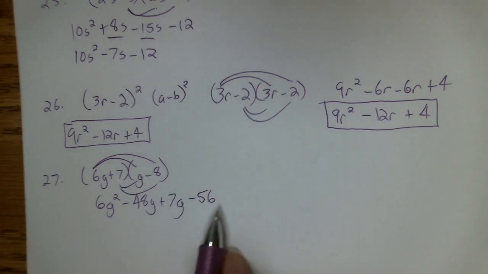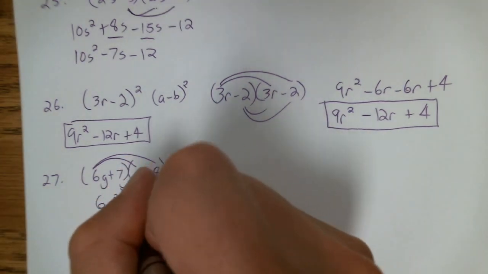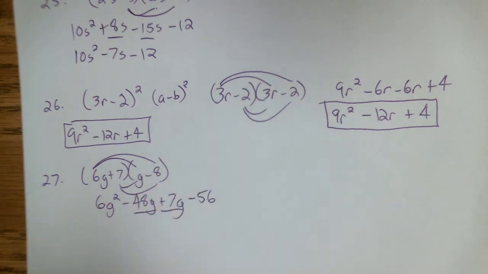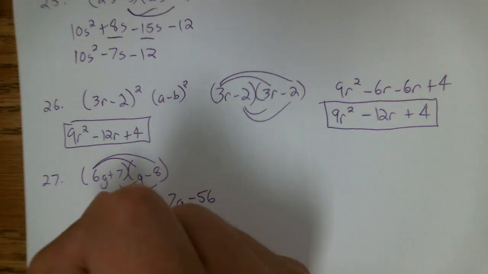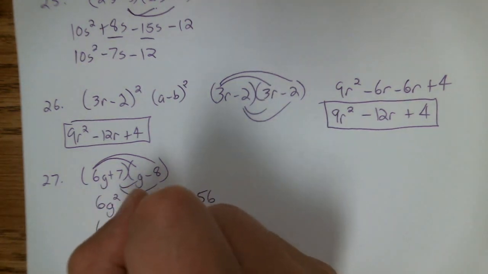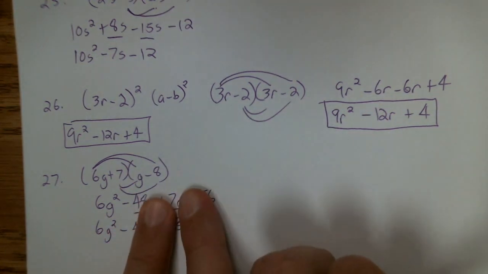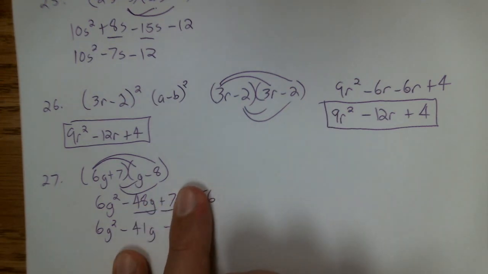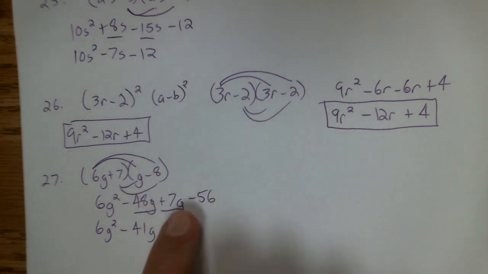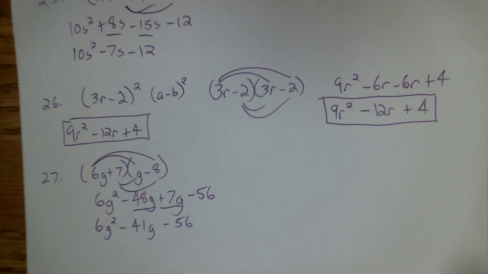Okay, so remember, I got to combine my like terms. I have negative 48g plus 7g. So that's going to give me negative 41g minus 56. And once again, when you're combining those like terms, I just see the coefficients. I'm just doing those integers in my head. Negative 48 plus 7. Check that one.